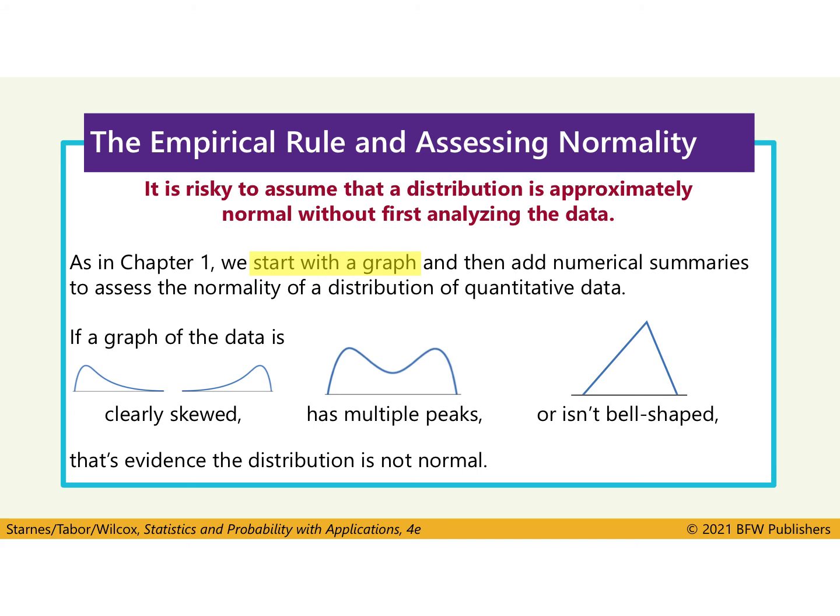So it's risky to assume that a distribution is approximately normal without first analyzing the data. The first thing we want to look at is the graph, and then we look at the numerical summaries to assess normality. If the graph is clearly skewed or has multiple peaks, that's evidence it's not normal. We don't need to then check the statistics.